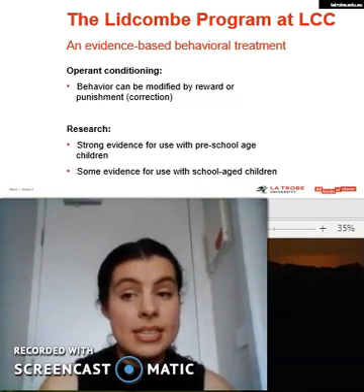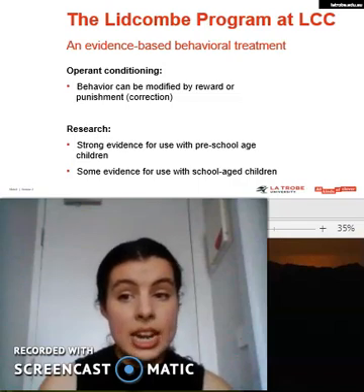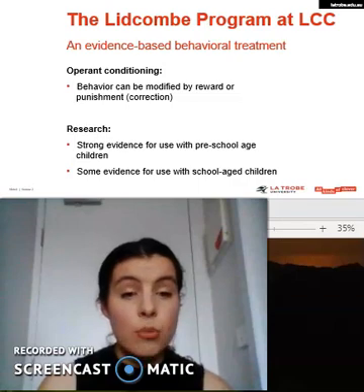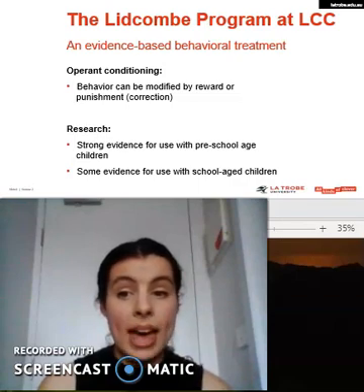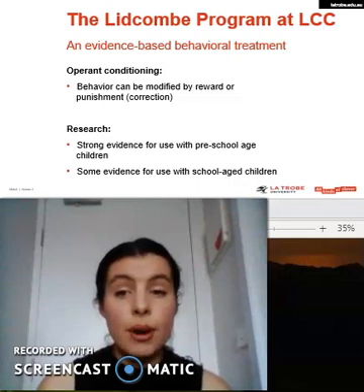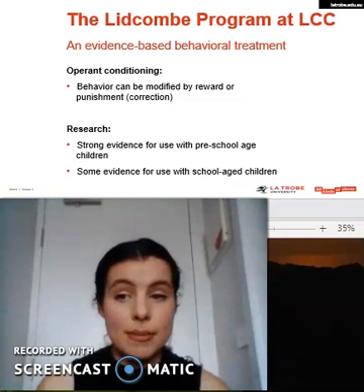The Lidcombe program is an evidence-based behavioural treatment which uses the principles of operant conditioning. Operant conditioning rewards good behaviour with praise and attention and is more likely to be learned as compared to a behaviour that is not met with a response or met with punishment. The Lidcombe program encourages parents to reward their children with praise and attention for stutter-free speech.